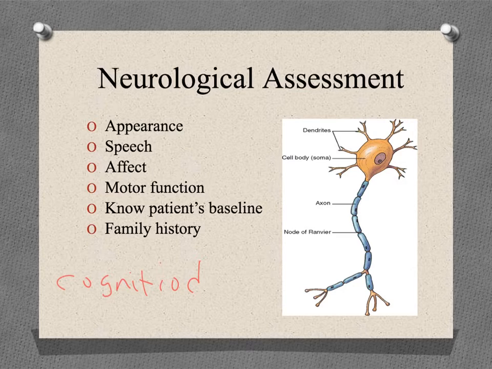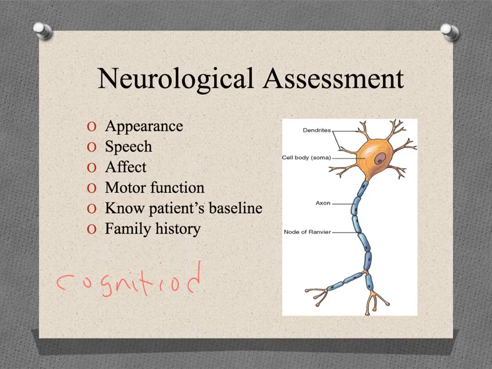Speaking specifically about a neurological assessment, appearance. Remember, when you do your head-to-toe assessment, you are constantly monitoring their neurological status. As the patient walks in the room, do they have a steady gait? What's their affect? How's their movement? Is it symmetrical? Are they dizzy? Do they have slurred speech?